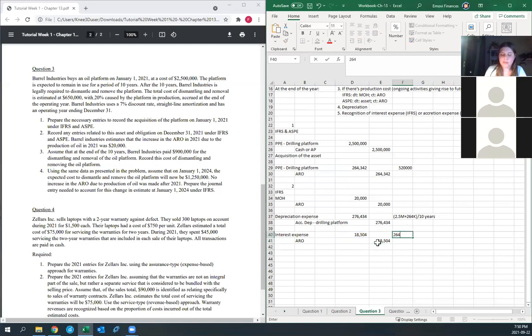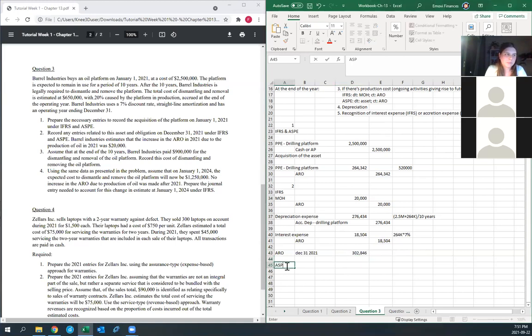So I did the 264K times 7%. And that's basically it for transactions for the year for IFRS. So your ARO on December 31st, 2021 is going to stand at your 264K plus your 20,000 plus your 18,000. So you have a balance of $302,000. The goal is that at the end of the 10 years it is going to be equal to $650,000. So every year you increase it a little bit.